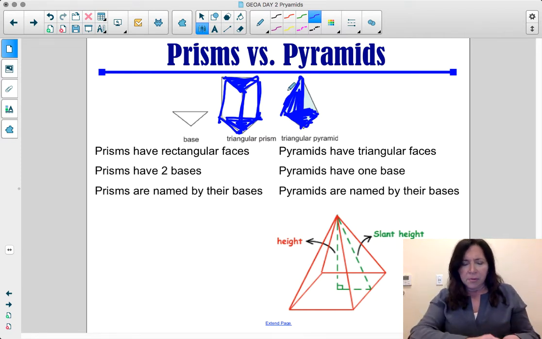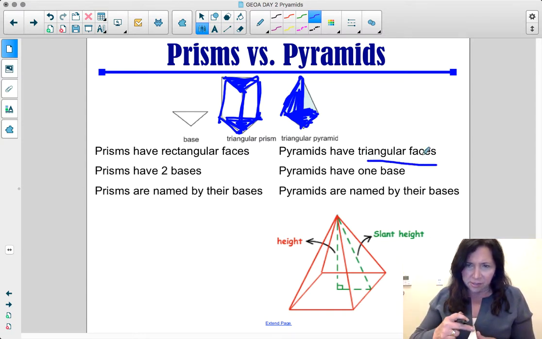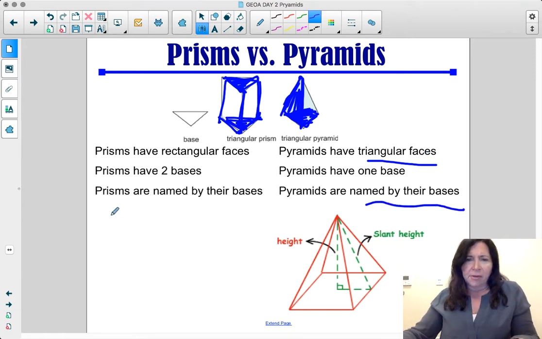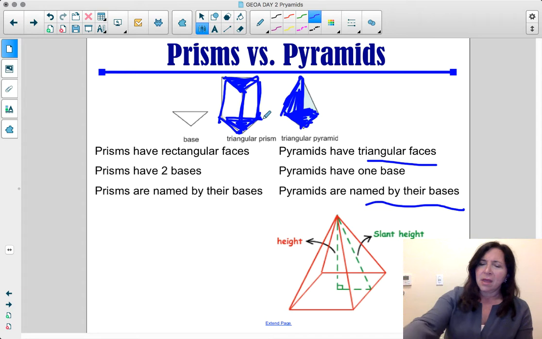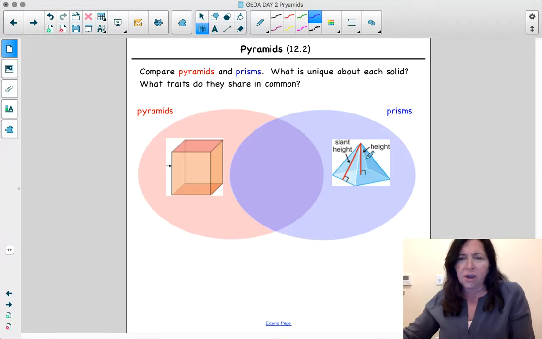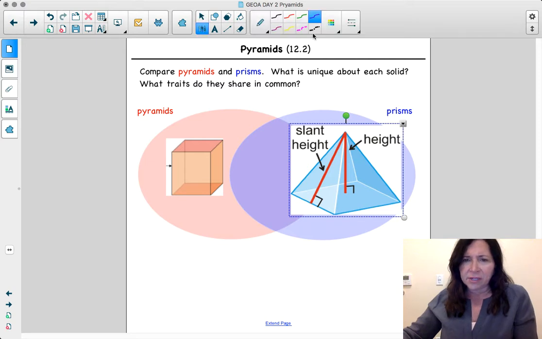So a couple of things again. The pyramids have triangular faces, so these are my triangular faces. The pyramids have one base, and everything's named by its base, just like a prism. This is just another thing comparing prisms and pyramids, but what I do want to talk to you about is this shape right here, and I want you to see the difference.